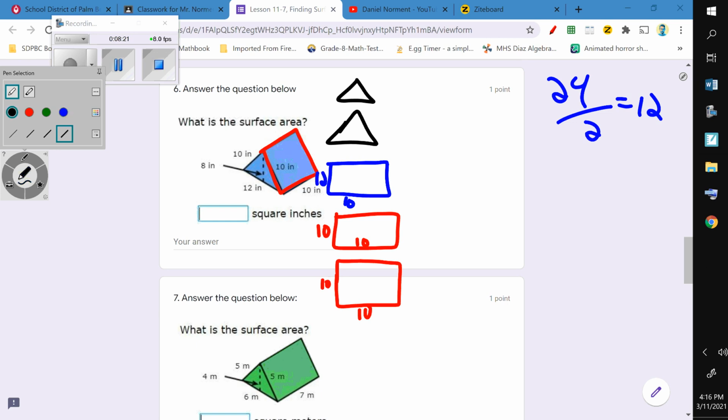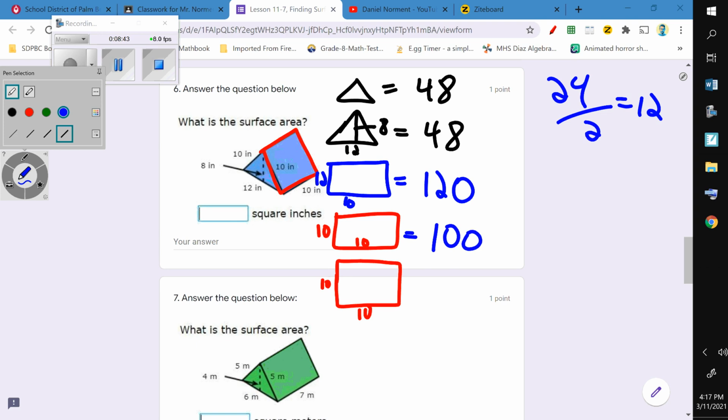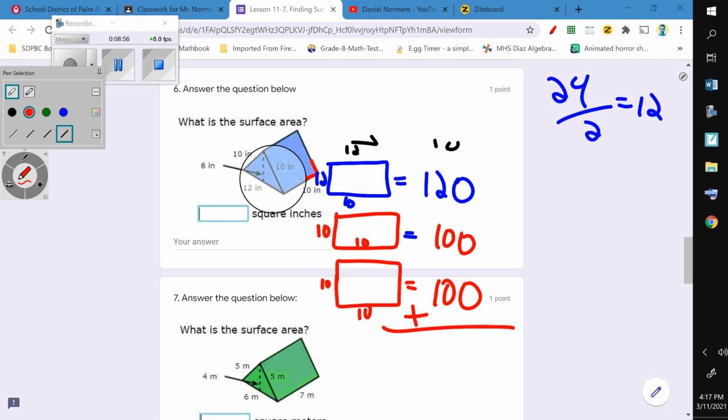And then the triangle is going to be 12 across, and the height of both of those is going to be 8. Okay? So you do half of 12 to get 6 times 8, you get 48. This is going to be the same. This is 12 times 10, that's 120. This is 10 times 10, that's 100. I'm going to switch colors. And then the area of this rectangle is 100 as well. Add up all those 5 numbers together and you get your answer, okay? That's the surface area.